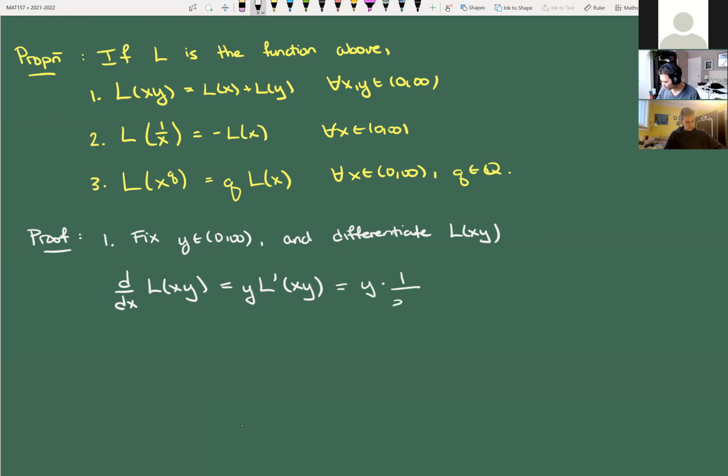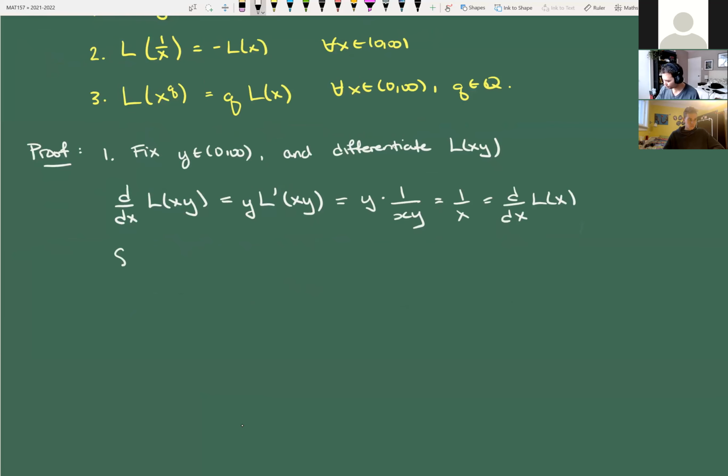So I get 1 over xy. And the y's cancel out. y is not 0, so this is okay. That's 1 over x. And here's the weird thing. That's the exact same thing as just the derivative of L of x. So the y doesn't seem to matter. When you differentiate L of xy for any y, we just get the same thing as the derivative of L of x. So L of xy is an antiderivative of 1 over x, but so is L of x. And we know that those are unique up to additive constants. So L of xy is L of x plus some constant.